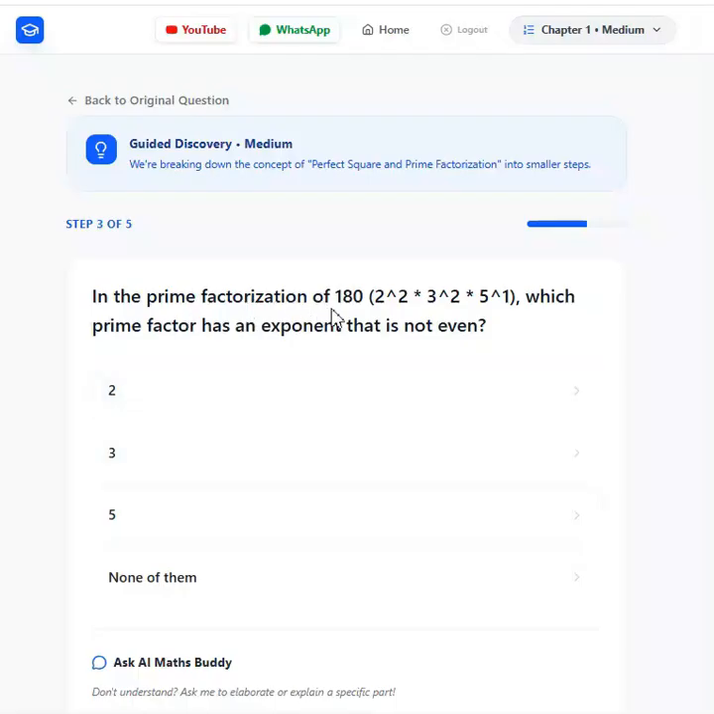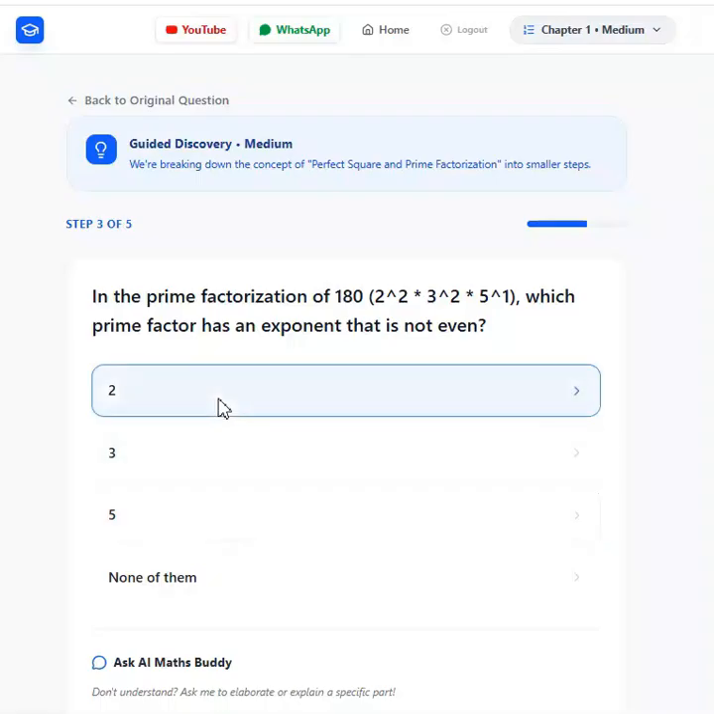And then it asks, in the prime factorization of 180, which prime factor has an exponent that is not even? So here we had done the factorization, which is 2 square into 3 square into 5. Only 5 raised to the power 1 is the exponent which is not even. So 5 is that prime factor. So we'll click on 5.